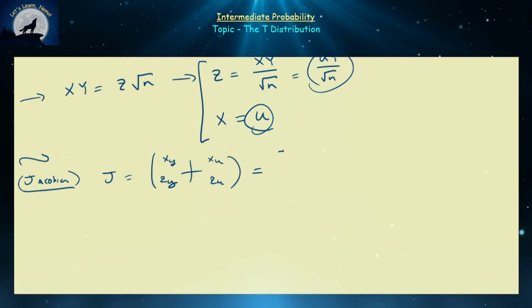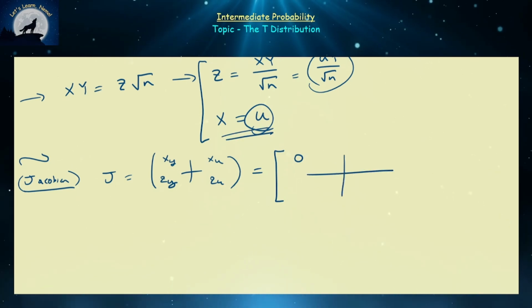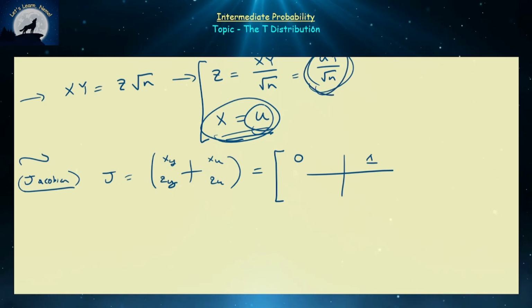So what is the derivative of x with respect to y? Well, x doesn't have any y's in it, so the derivative of x with respect to y will be equal to 0. Notice that x does have a u in it, so the derivative of x with respect to u will just be equal to 1. And then what is the derivative of z with respect to y? Well, z with respect to y just has u over the square root of n as a coefficient. And then what is the derivative of z with respect to u? That's just going to be the same thing, just with y. So that's going to be y all over the square root of n.